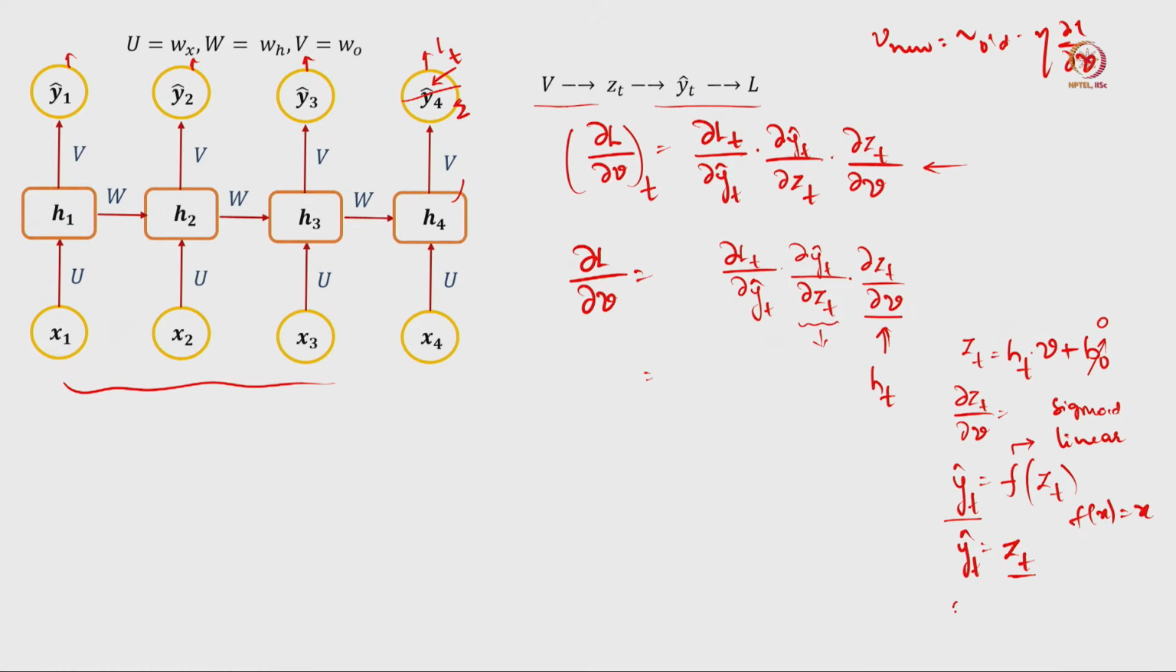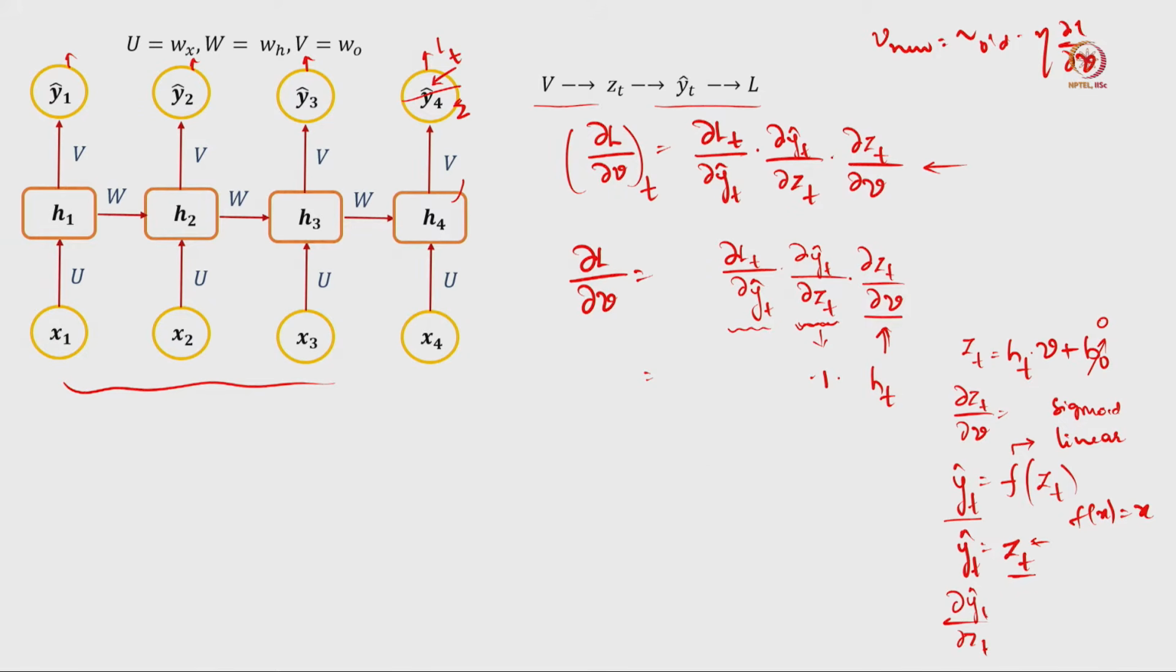Now what is the derivative of YT hat with respect to ZT? This term we want to calculate, right? So what will be this value? This is just one number, right? So the derivative will be just 1 because it is a constant now. So this is clear. Now let us go back and calculate this term.